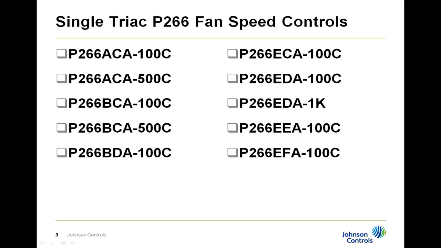These models include the P266 ACA-100C, ACA-500C, BCA-100C, BCA-500C, BDA-100C, ECA-100C, EDA-100C, EDA-1K, EEA-100C, and the EFA-100C. All other models will have either 2 triacs or 3 triacs, so the following discussion on the split winding mode and low speed capacitor mode would be appropriate.